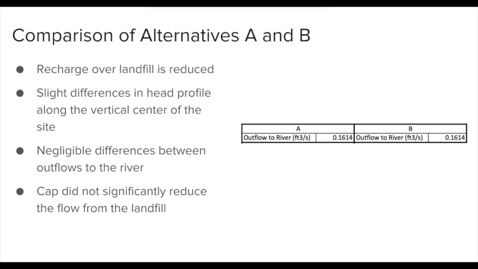So we compared alternative B with alternative A, and not very many things changed, and if it did, it changed ever so slightly. So there were slight differences in the head profile along the vertical center of the site. The cap did not significantly reduce the flow from the landfill. As you can see, the outflow was still 0.1614. However, the recharge of the landfill was reduced a little bit.